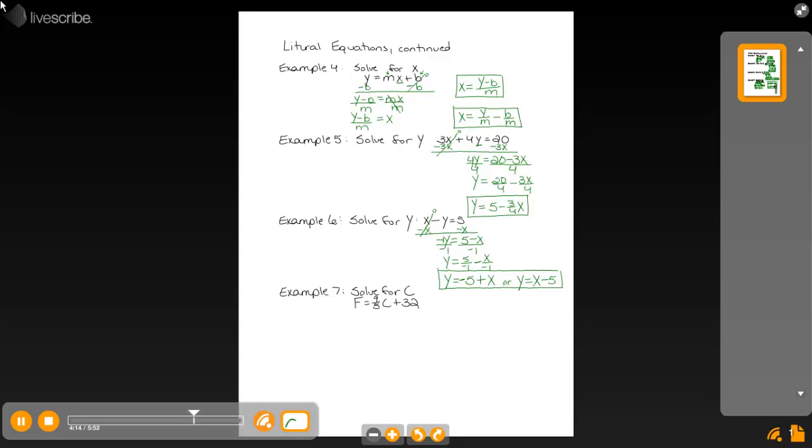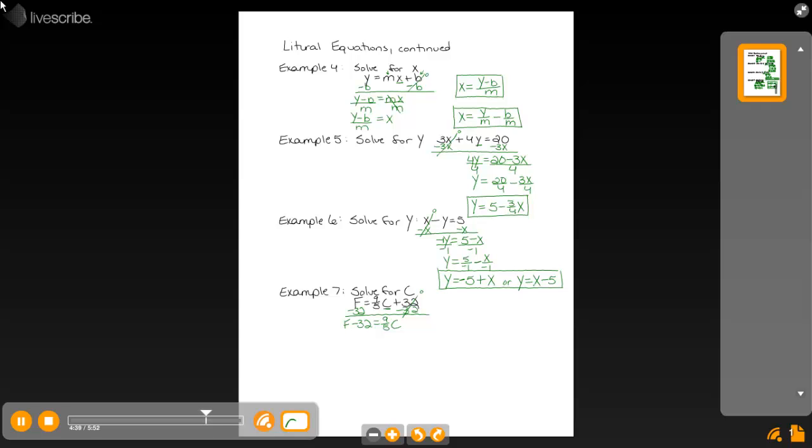For this last one, example 7, we're asked to solve for c. We have f equals 9/5 c plus 32. To solve for c, we first want to get rid of the 32, so we're going to subtract it off. So we have on the left f minus 32 equals 9/5 c. 32's cancel, leave us with 0.